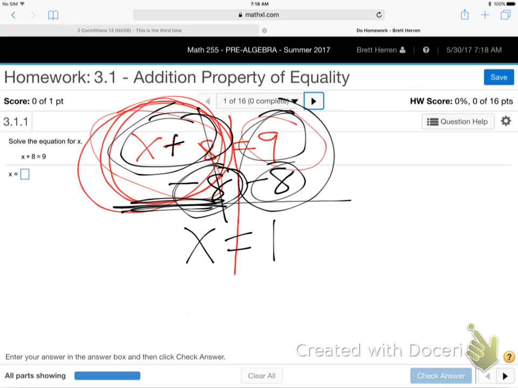Now, you probably knew that from the beginning, right? The original equation said what plus 8 is 9. What plus 8? Well, 1. Clearly 1 plus 8 is 9, which is the answer that we found by subtracting 8 from both sides. All right, I'm probably beating a dead horse. You guys are like, we got it, Mr. Herron, we got it. All right, we got it. Let's move on.